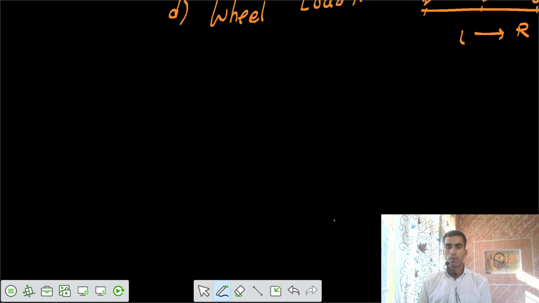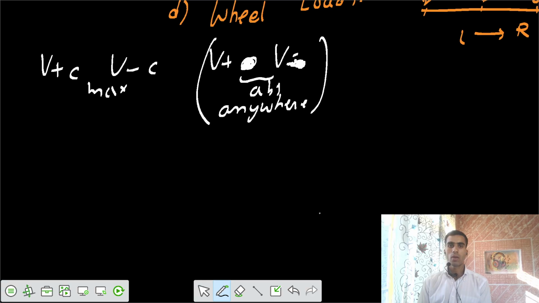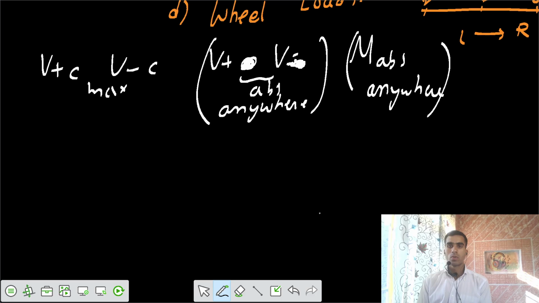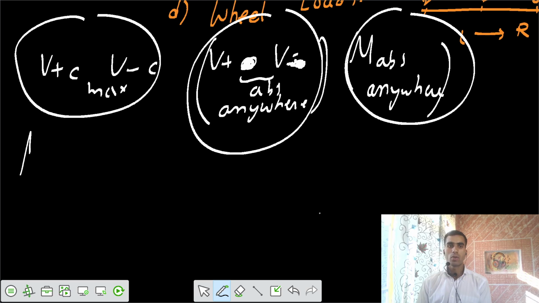Now there we have to calculate the shear force positive at C, shear force negative at C, V absolute at C, V negative absolute at C. This one is your absolute. It's not about at C, it's anywhere, because absolute is anywhere. You can calculate M absolute also anywhere. So these are your first, second, third case, and one is your moment at C to be maximum. This is your fourth case.